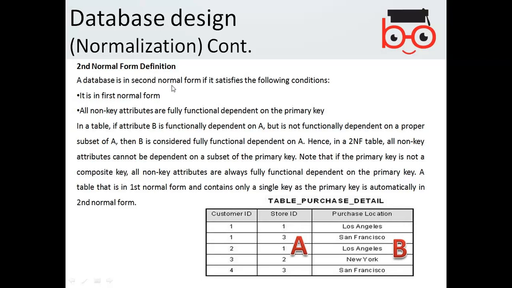The condition says that it should be in the first normal form, as well as all non-key attributes are fully functionally dependent on a primary key. So over here, Los Angeles is causing confusion because customer ID and store ID are primary keys, but you cannot say that Los Angeles is related to either this store ID or customer ID. Let's see how this is solved.